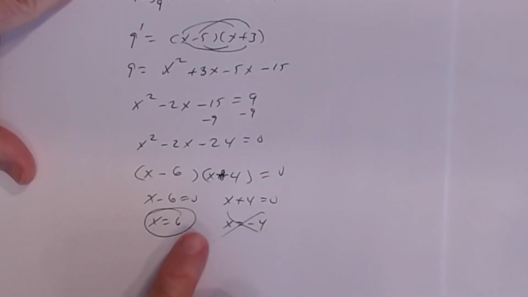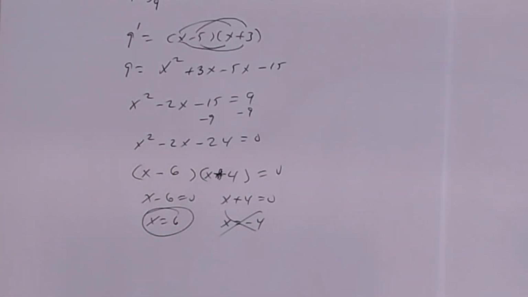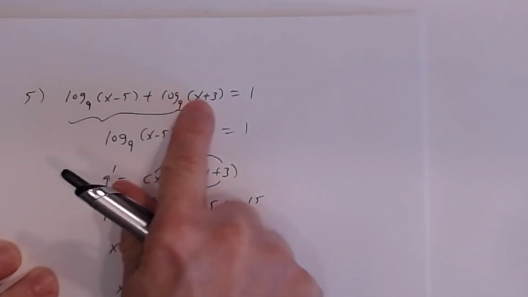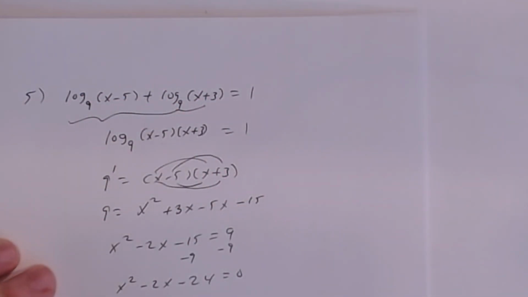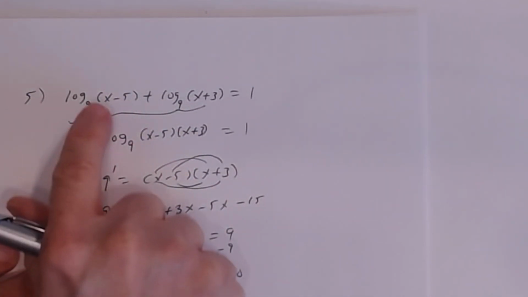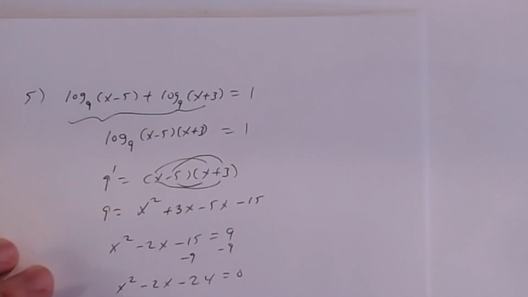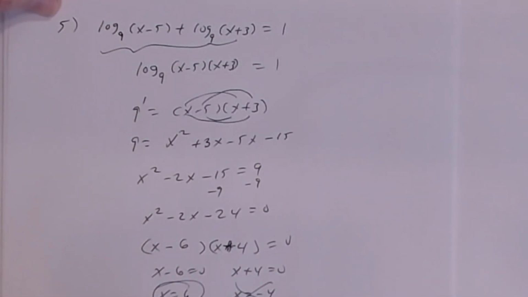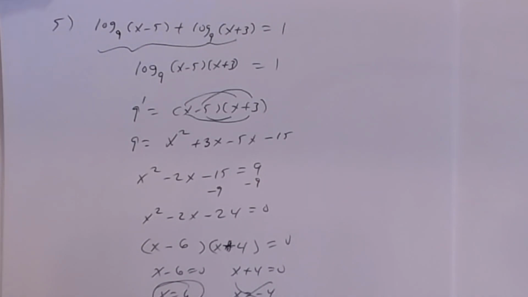So remember we talked about the ideas of extraneous solutions, false solutions. So negative 4 is a solution to this quadratic, but it's not a solution to the log equation because it makes my argument negative. And you remember we cannot take the log of a negative number. So that's how you do number 5. So if you can do something like that, then you should get those points on the final exam.